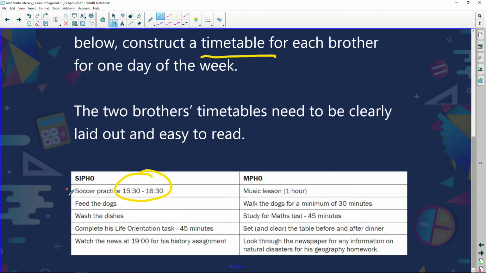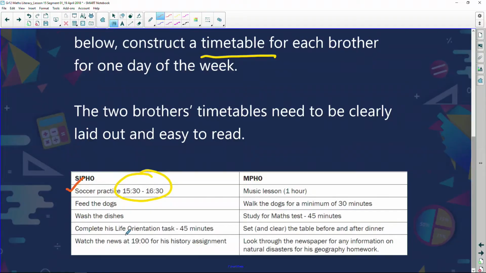When we go back now, we're going to say, right, what else is important? So we've done our soccer practice. We've got to feed the dogs. Now, is that at a specific time? Well, probably not. It's not going to make a huge difference if we feed the dogs at 4 o'clock or we feed them at 4:30. So we'll come back to that.